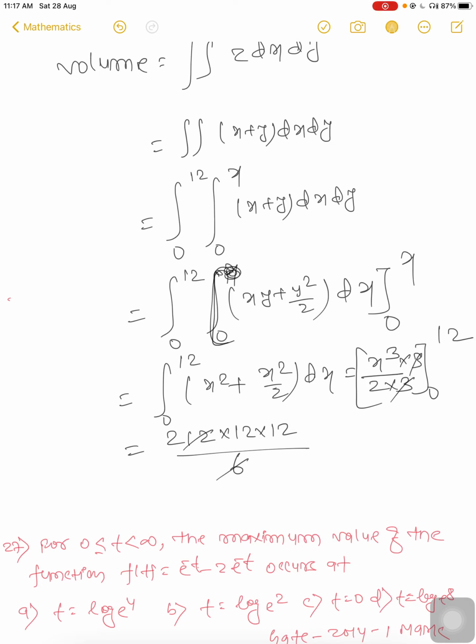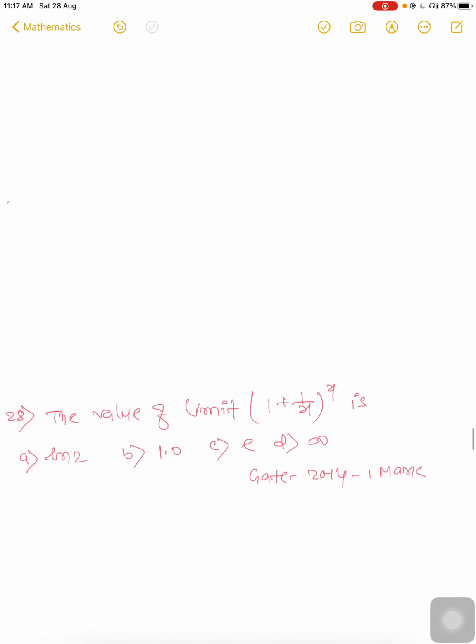So here 3 cancels out, then here we will get 2 only. Then here we will get 6. 144 into 6, we will get 864 only.